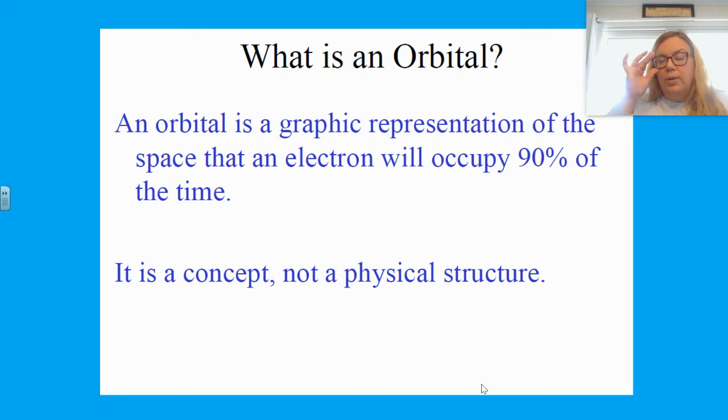So what is an orbital actually? And so this is hard to imagine because thinking of this abstractly is actually really difficult, especially when we can't see electrons on a typical basis. So an orbital is a graphic representation of the space the electron will occupy 90% of the time. Those electrons are not going to stay in an s orbital 100% of the time. So these orbitals are concepts. It's not necessarily a physical structure.